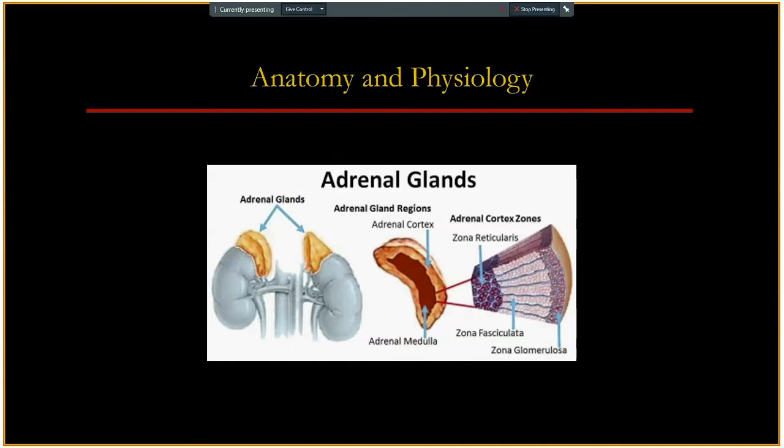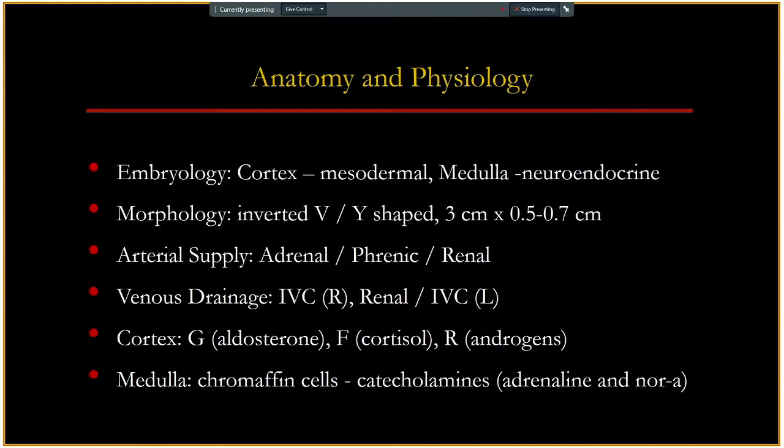The cortex is made of three layers. We have a zona glomerulosa, zona fasciculata, and zona reticularis from outside to inside. The way I remember these layers is GFR. As you know, this is an acronym for glomerular filtration rate, so that's how I associate it. From outside to inside, the layers being GFR: glomerulosa, fasciculata, and reticularis. Okay, so embryologically, the cortex of the adrenals develops from the mesoderm, and the medulla is of neuroendocrine origin.